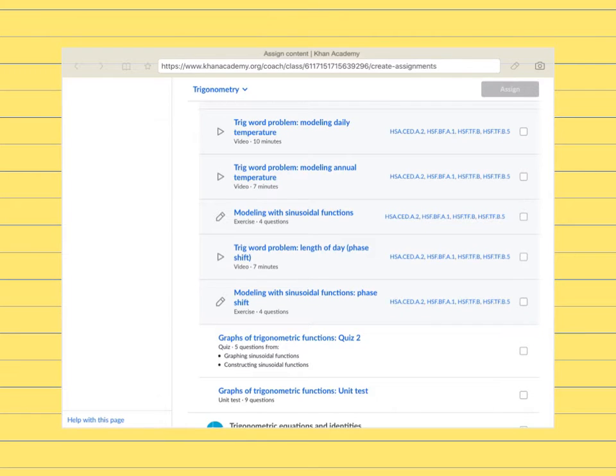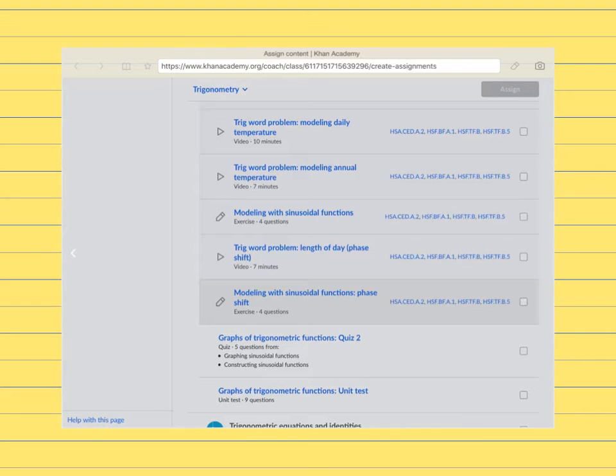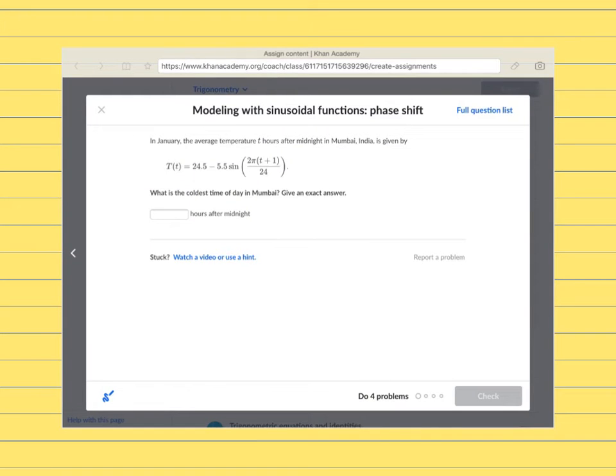I'm going to try this for the third time now. Hopefully it's the charm. In which I want to do modeling with sinusoidal functions with the phase shift. Here's a nice question. This is not too involved, and hopefully we'll be able to get it done in such a way that it won't mess things up. In any event, it asks for the coldest time of day.